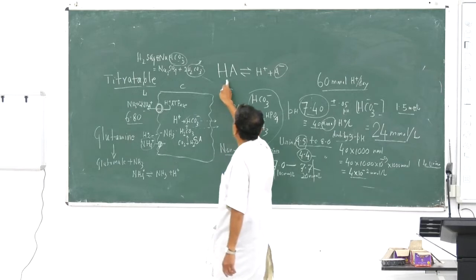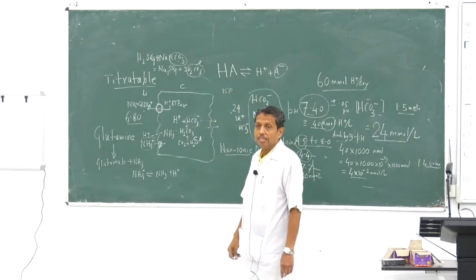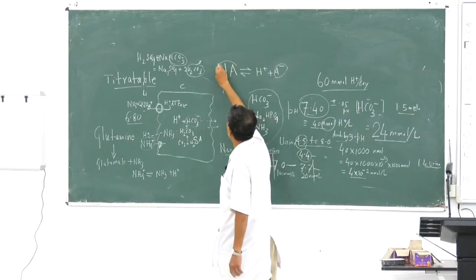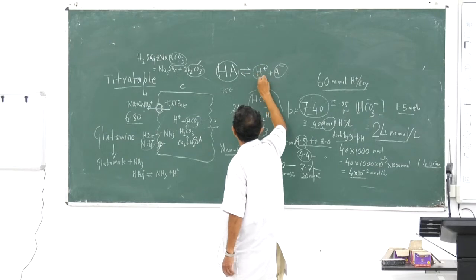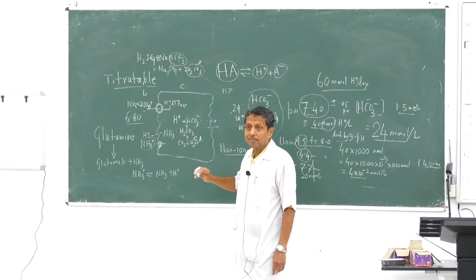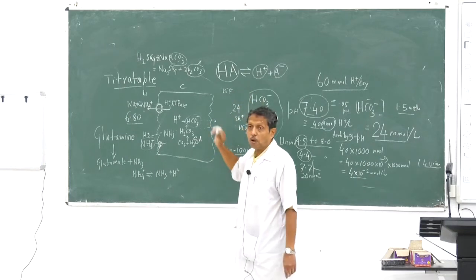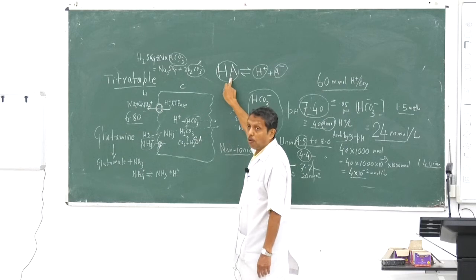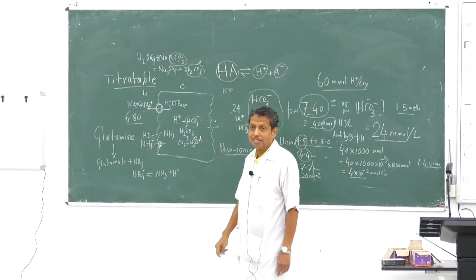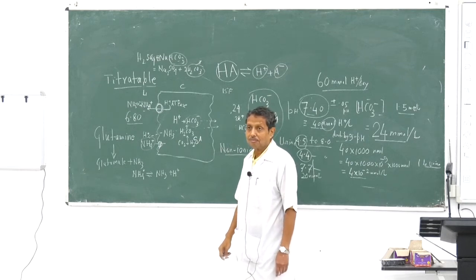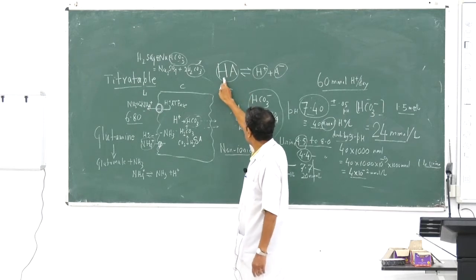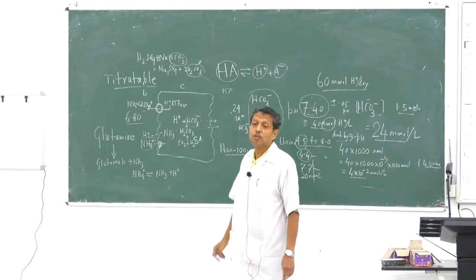Suppose you come to the example of this reaction. If this is a weak acid, it will dissociate into this. So in a solution of weak acid, it has all these three forms: the protonated form, the non-dissociated form, and the dissociated ones. It is due to this form that it is primarily responsible for the buffering.